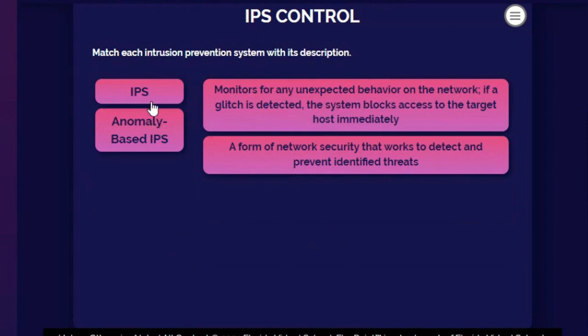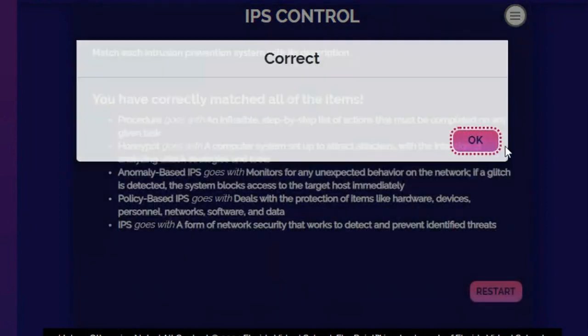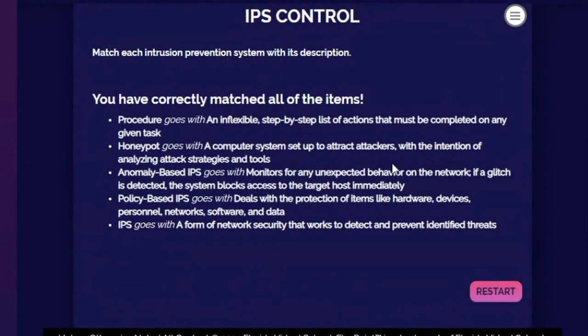IPS. Does it monitor for unexpected behavior? If a glitch is detected, it blocks access. Or is it a form of network security that works to detect and prevent identified threats? Now, these are both very similar, but let's try the second one. IPS. Perfect. Got this. And anomaly-based is looking for that glitch, that anomaly, that odd thing that happened. So, good job. All right, that's the end of the lesson.